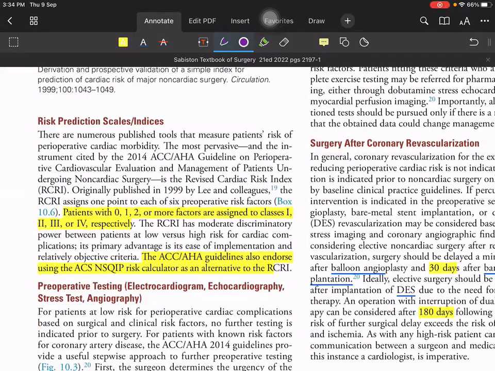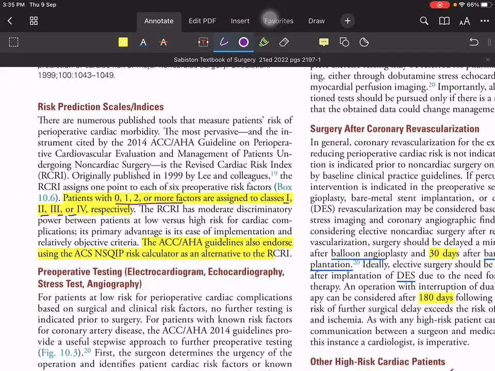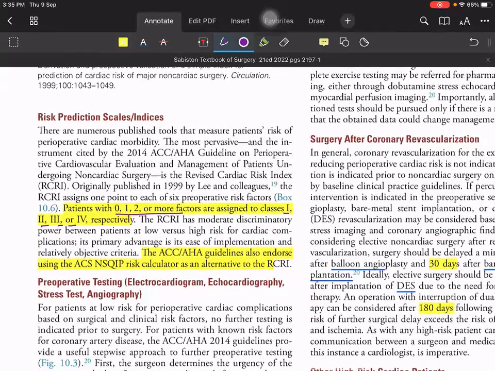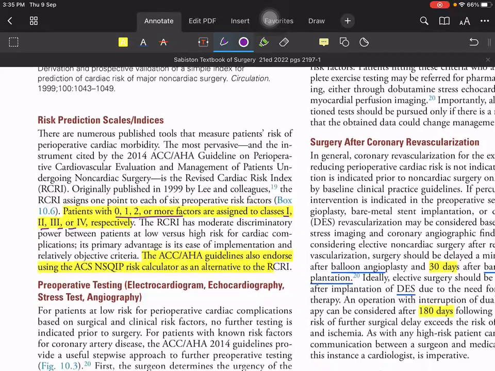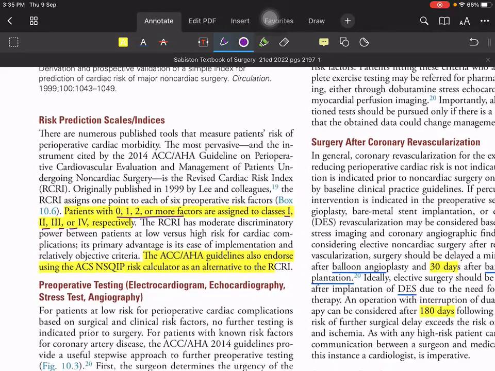So how to predict the risk? If the patient has 0, 1, 2, 3 or more factors, they are assigned to class 1, class 2, class 3, class 4. So if the score is 0, it is class 1, and if the score is 1, it is class 2, like that. 3 and more than 2 is class 4. Class 4 is severe. They are telling that ASA, AHA guidance are using the ACS NSQIP risk calculator as an alternative to the RCRI. So what is the alternative to RCRI? Previously we saw the ACS NSQIP risk calculator.